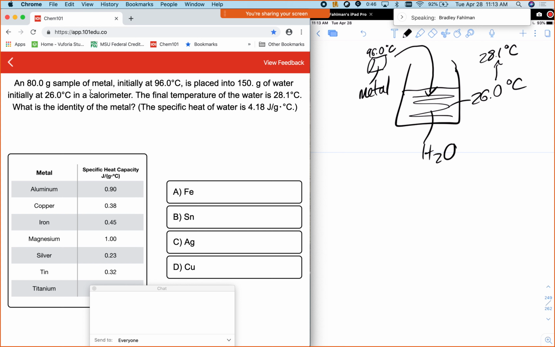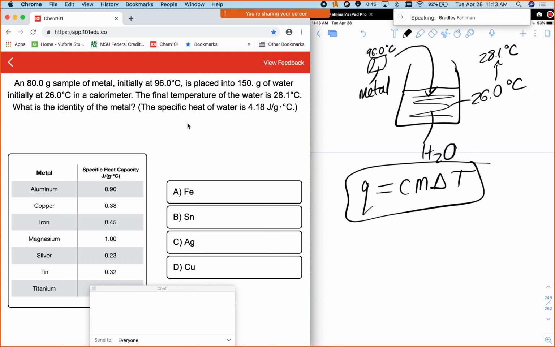And you're supposed to find out what the identity of the metal is. You're given all the different specific heat capacities here. So, any ideas how to approach this question? So the equation is still that.